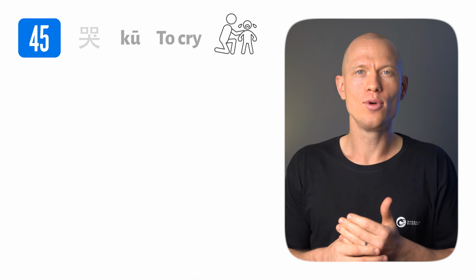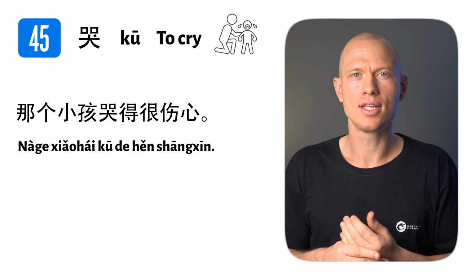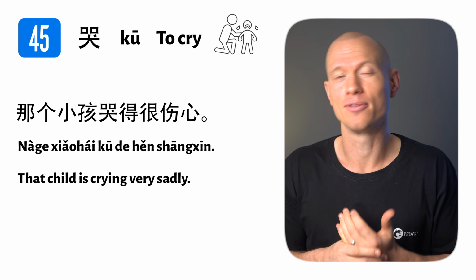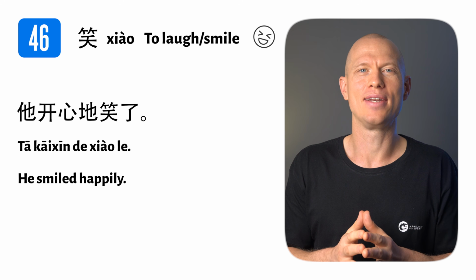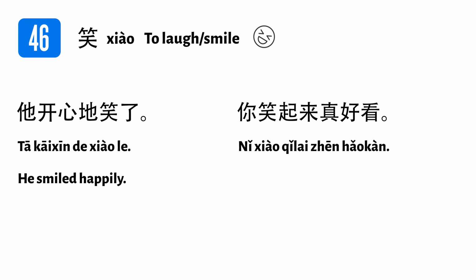Next up is 哭. 那个小孩哭得很伤心. That child is crying really badly or really sadly. Paired up nicely with 哭 is 笑, to laugh or to smile. 他开心地笑了. He smiled happily. 你笑起来真好看. You look great when you smile. You have a beautiful smile.